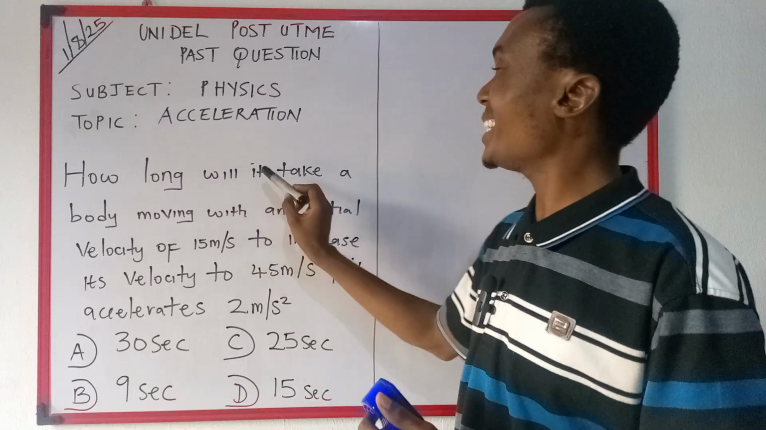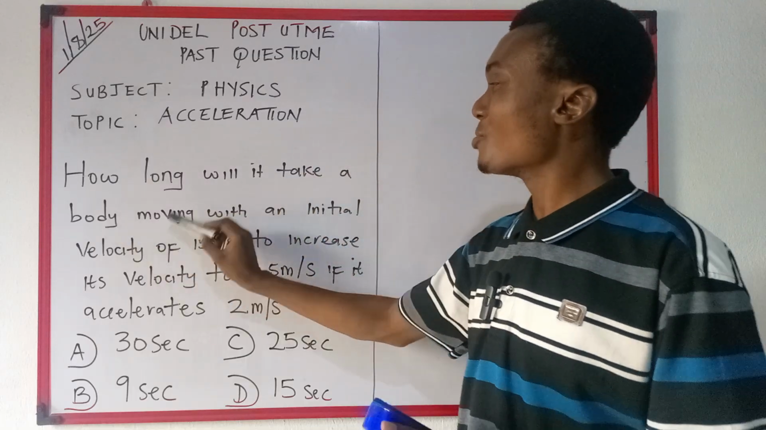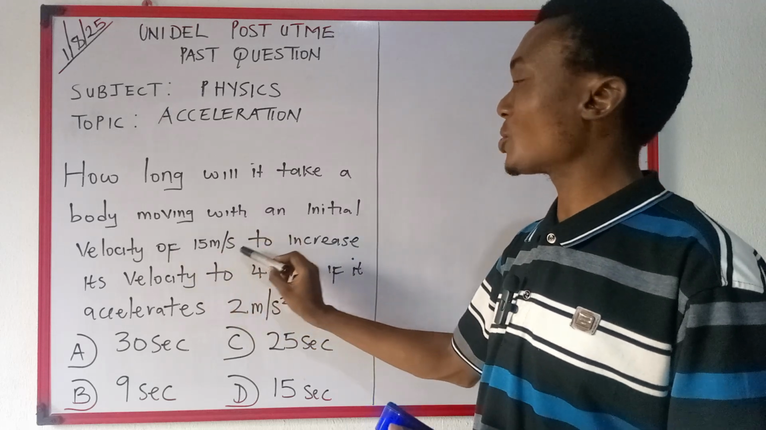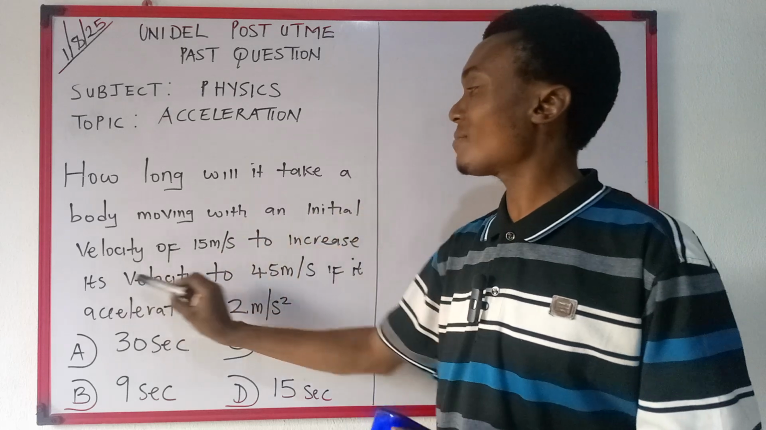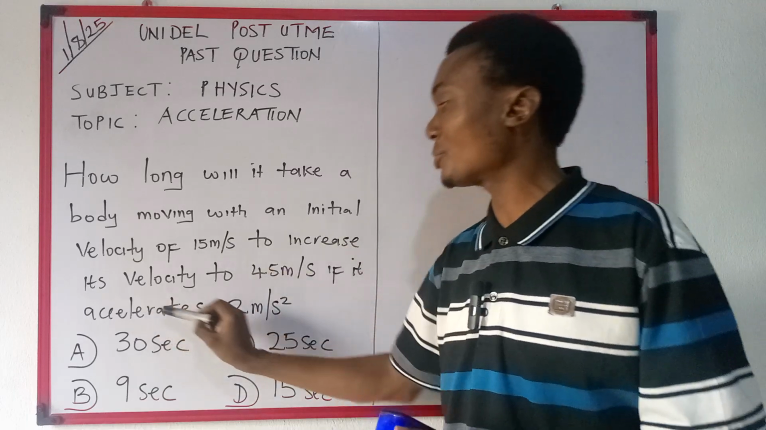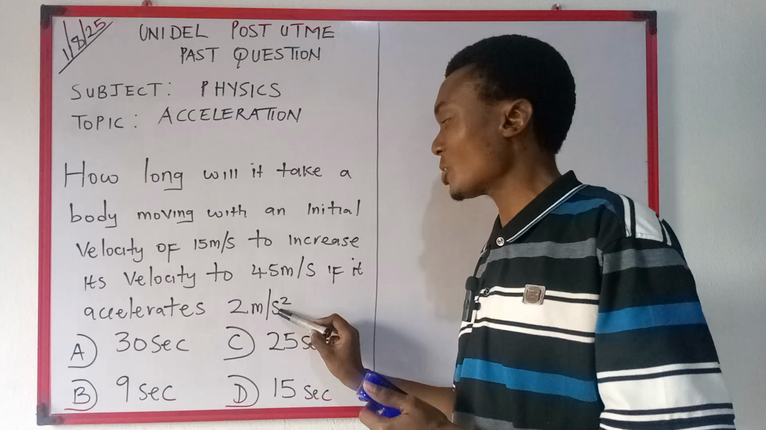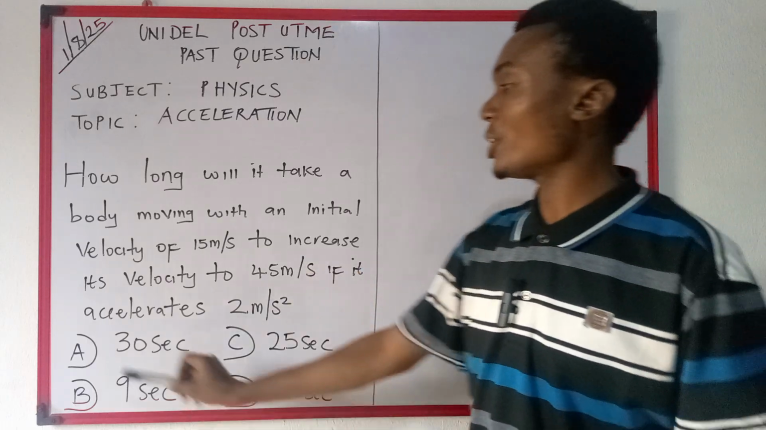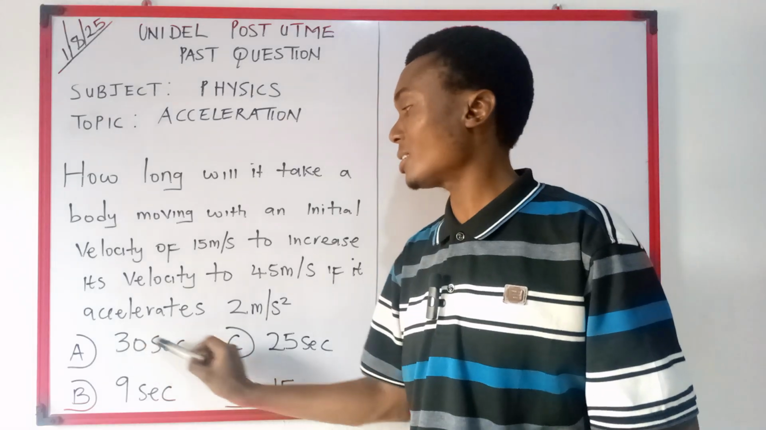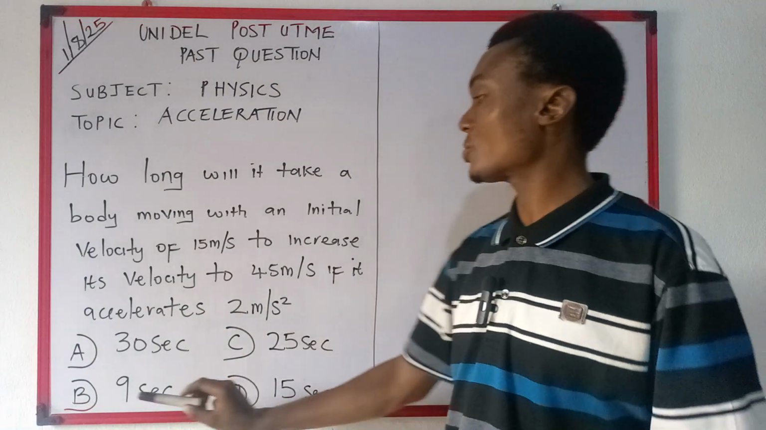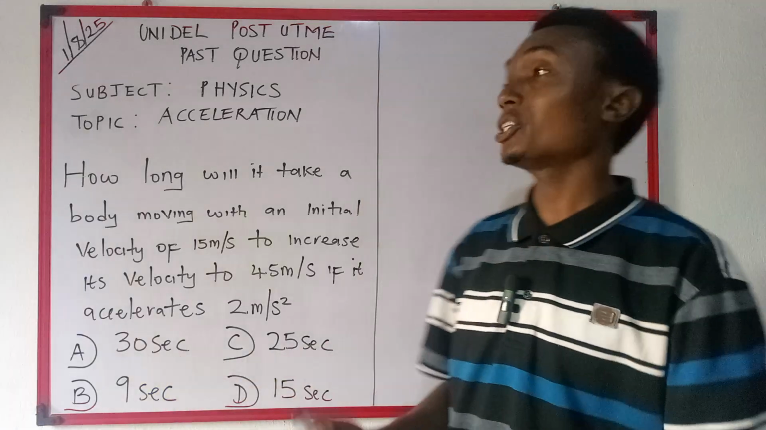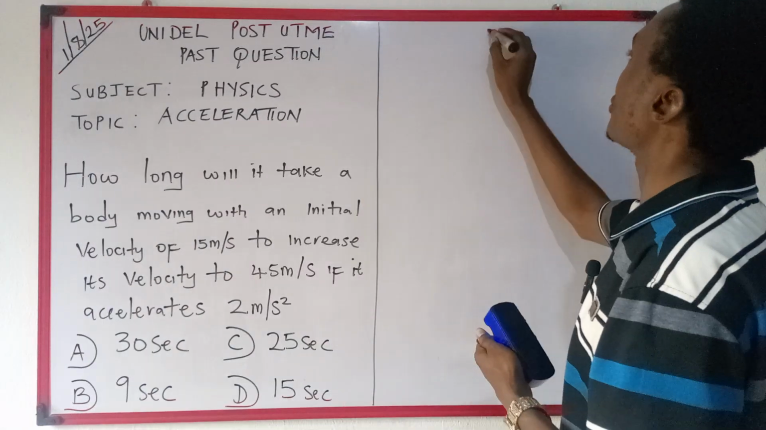How long will it take a body moving with an initial velocity of 15 meters per second to increase its velocity to 45 meters per second if it accelerates at 2 meters per second squared? Option A, 30 sec. Please take note, this sec means seconds. 30 seconds, 25 seconds, 9 seconds, 15 seconds. So these are the options. Okay, so let's solve. Solution.